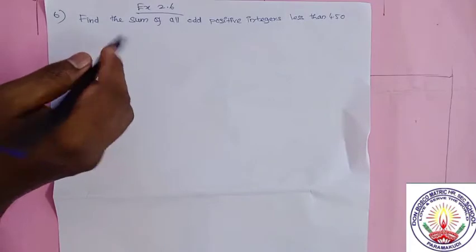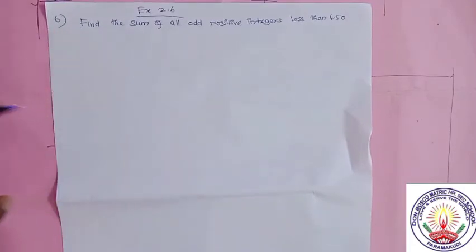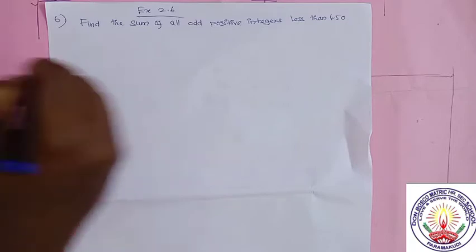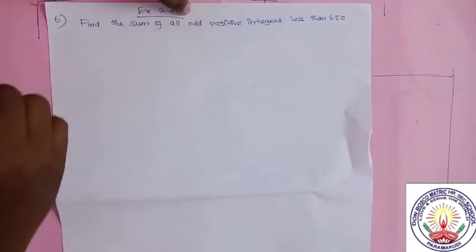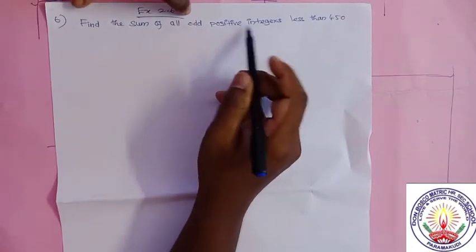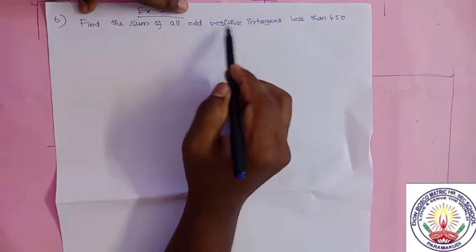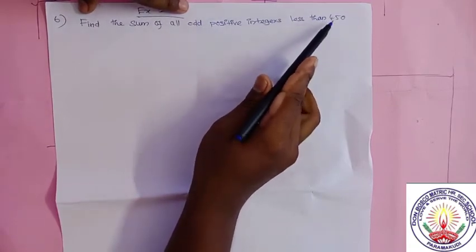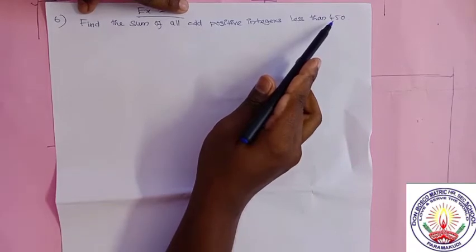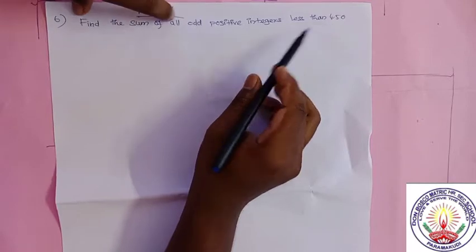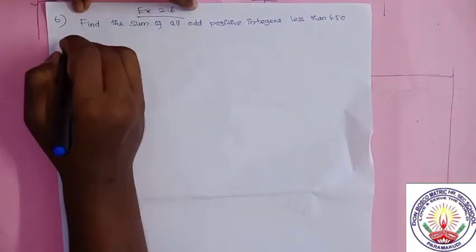Next problem, exercise 2.6, problem number 6. Find the sum of all odd positive integers less than 450. Another name for positive integers is natural numbers. So, odd natural numbers less than 450. In the old book there was one extra thing, beginning with 5, but in this new book that word is removed. So it's a very simple question.